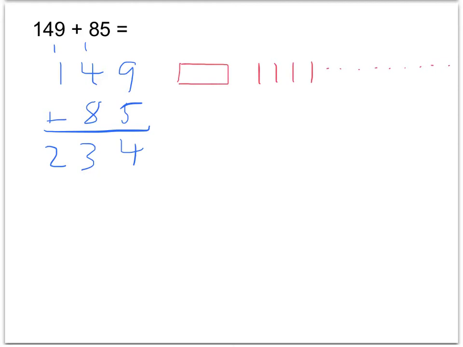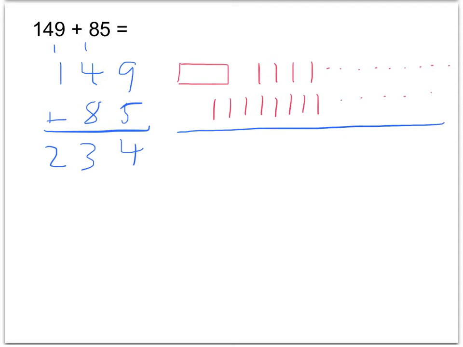Okay. Now 85 means that we have 8 bundles of 10, so 1, 2, 3, 4, 5, 6, 7, 8, and then 5 dots. And so now we need to combine all these together.